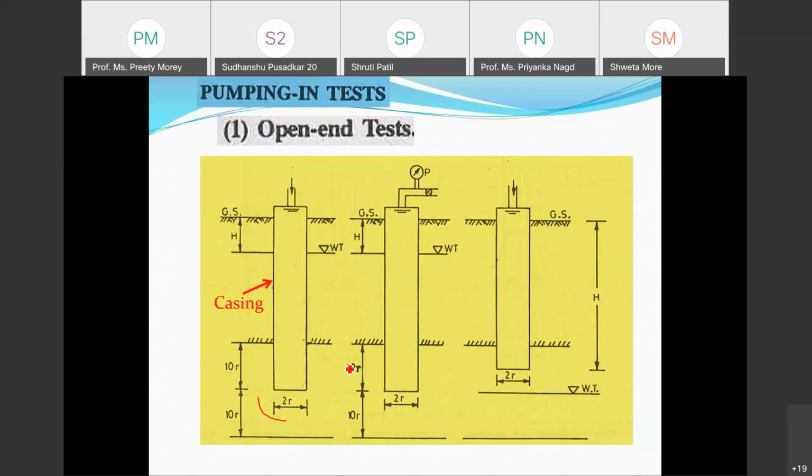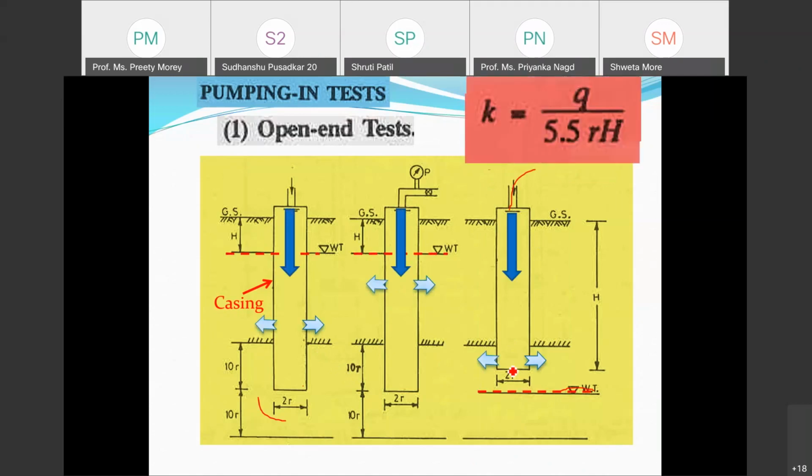So this situation is, in the one case, the water level has come up to this level. After removing the water from this one, the water level has come to this level. So that will indicate how the water is flowing. So I will get the coefficient of permeability K as Q upon 5.5 R H. Where this head H is, what is this H?